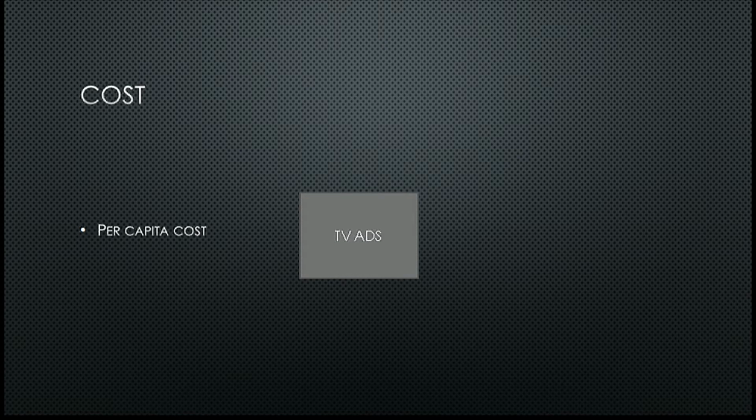Then we have cost. This talks about the per capita expense. This means the cost of the program divided by how many people are getting exposed to the program. I have said before that TV ads seem pretty expensive at first because getting a prime time advertising slot is really costly. But once the advertisements are shown, a huge number of audiences are exposed to the message. In this case, the per capita cost is much less than other programs.